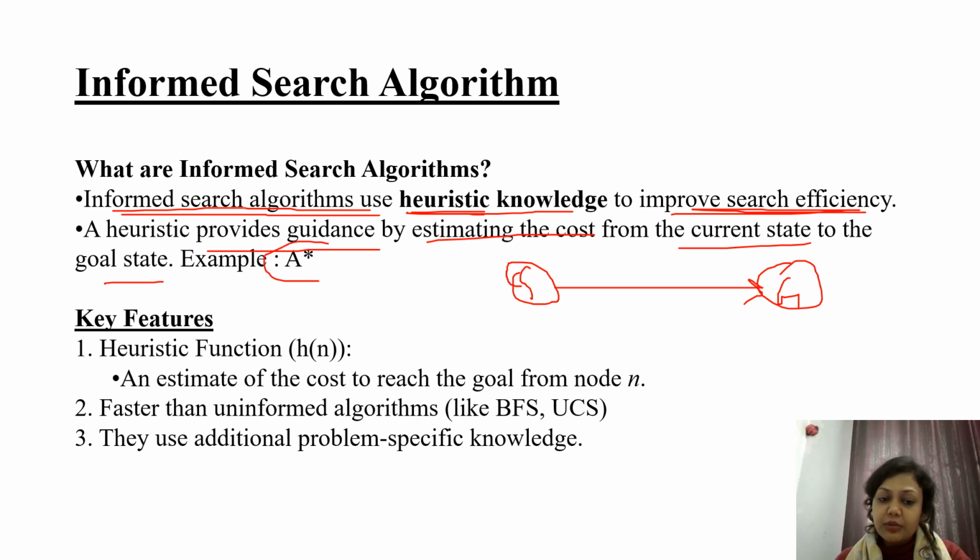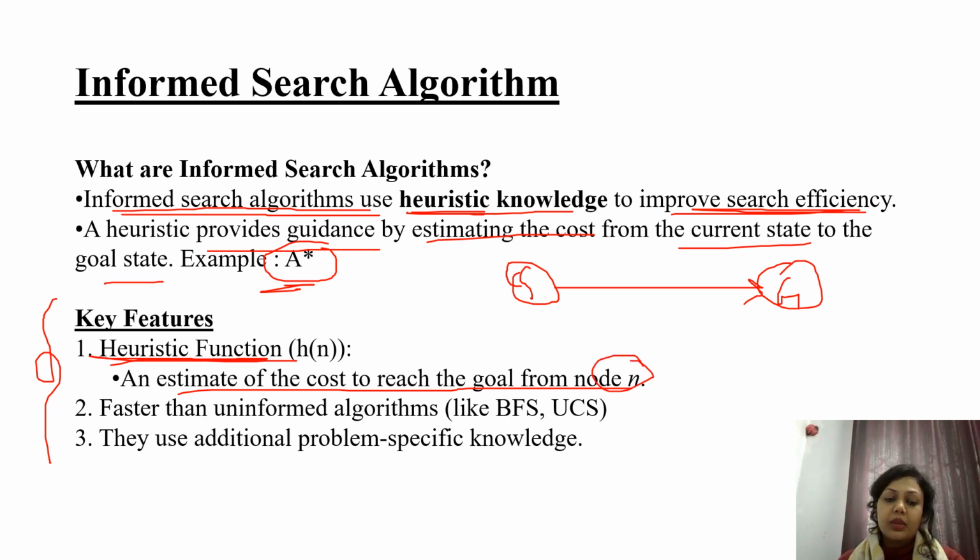One of the major examples of informed search is the A star algorithm. Now let's see some key features of this algorithm. First is the heuristic function. This is the major key term in informed search algorithms. A heuristic function is an estimated cost to reach the goal node n. This goal node can be anything. It is also faster than uninformed algorithms. It uses additional problem specific knowledge.